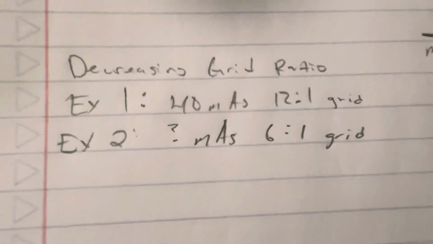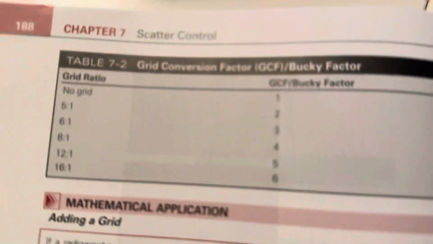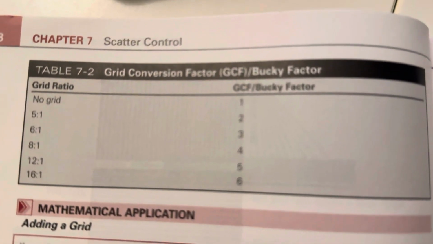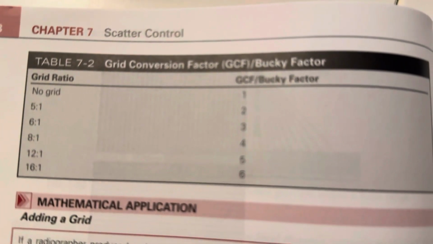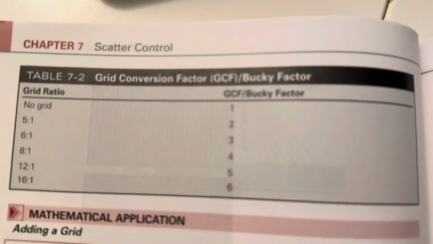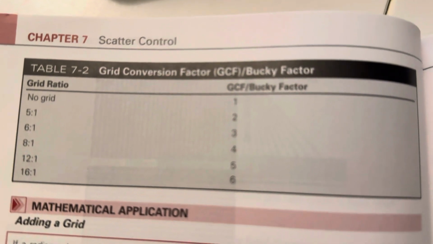So this is what it looks like. The grid conversion factor, or Bucky factor, can be used to determine the requirement adjusted in mass when changing from grid to non-grid, vice versa, or also changing different grid ratios.